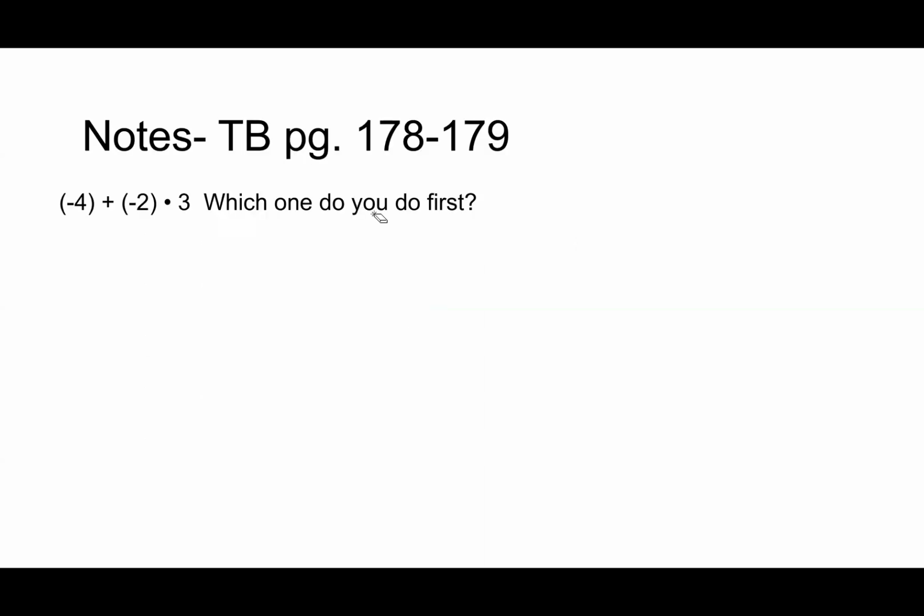So let's add in some negatives now. -4 plus -2 times 3. What do I do first? Austin? Exactly. So my next line of work should be -4 plus -6, because I'm going to multiply that -2 times 3. Okay, so my next line of work would look like this, -4 plus -6. What's my answer? Kala? -10. Great job.